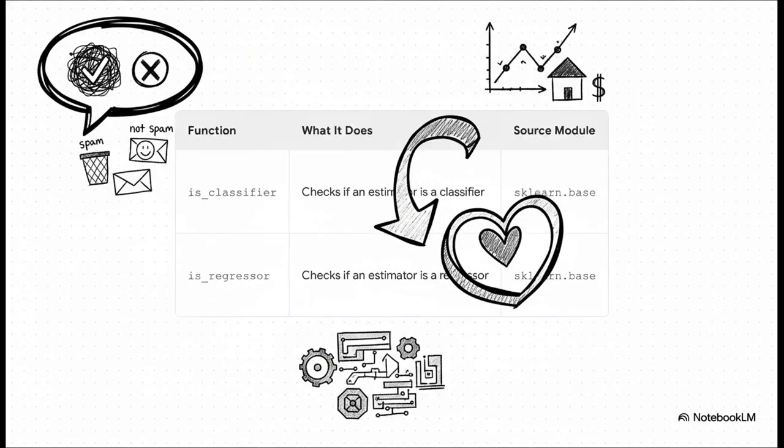And now for the big one, making predictions. Scikit Learn basically splits this into 2 big categories. You've got classifiers, which predict a label, like spam or not spam, and then you've got regressors, which predict a number, like the price of a house. The library is packed with models for both, and it's so well organized that it even gives you tools to check what type of model you're working with.